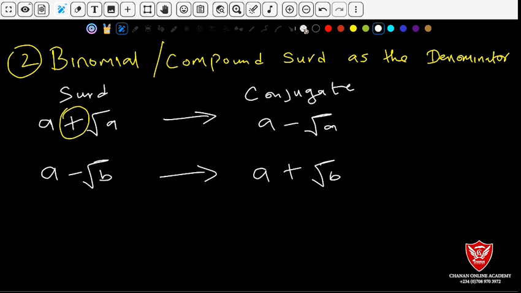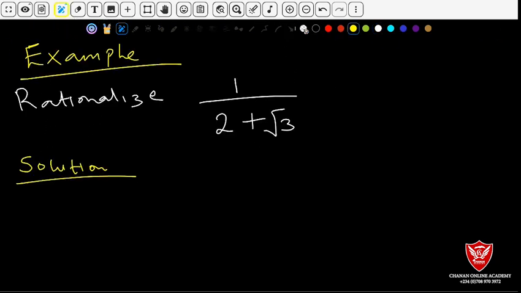So when we want to rationalize a compound or binomial surd, we multiply the denominator and the numerator by the conjugate. So let's take an example to explain this much better. All right, for us to rationalize this surd, we must take note of its conjugate. So the conjugate of the denominator will be 2 minus root 3. So this is the conjugate. This is what we are going to use to multiply the numerator and the denominator.